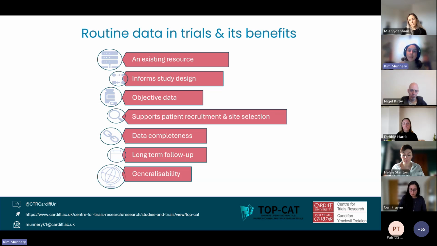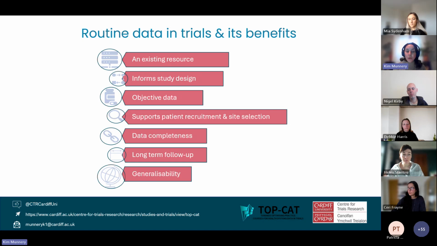So objectivity with routine data. Because it is collected as part of a service, it can provide an objective assessment of an outcome or a characteristic. Routine data can also be used to validate self-reported data in trials. Because sometimes trial participants may not want to fully disclose interactions with services or certain types of events, and bias can come into play sometimes with self-reported data. So this routine data can be objective.